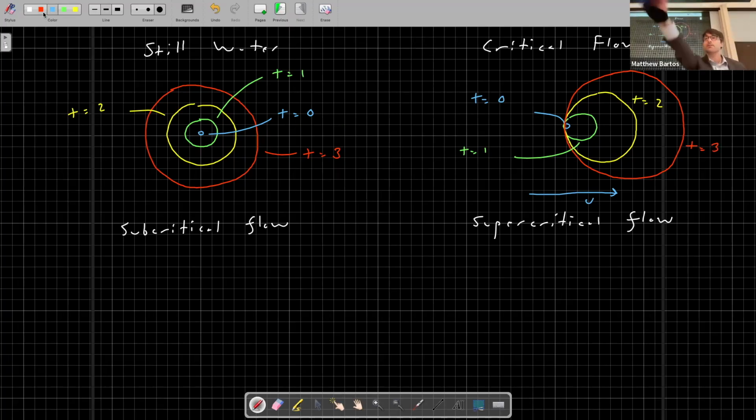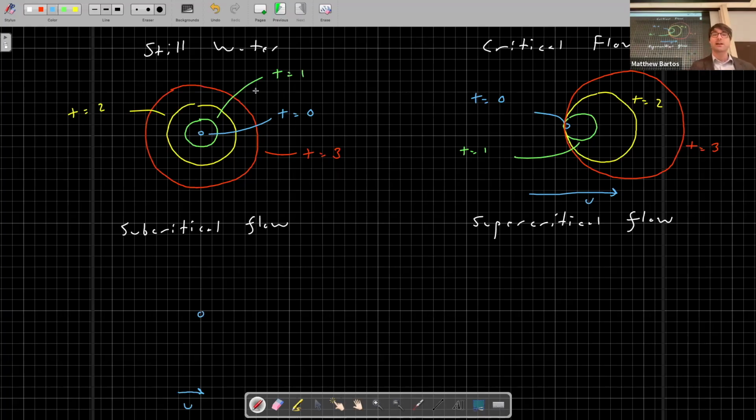All right, let's consider the case of subcritical flow. Okay, we throw in a pebble. The water is moving to the right with some low velocity u. The bulk velocity of water is less than the wave speed. So can the wave travel upstream or not? Yes. So for subcritical flow, a disturbance can travel upstream.